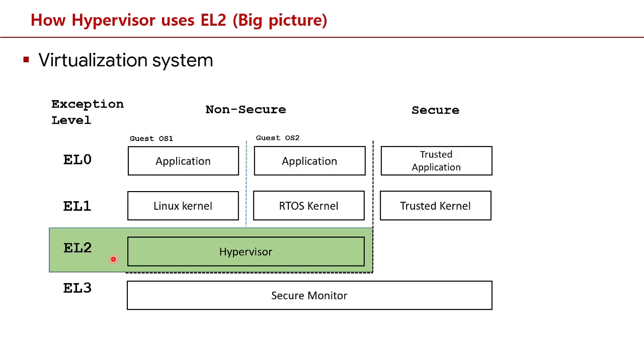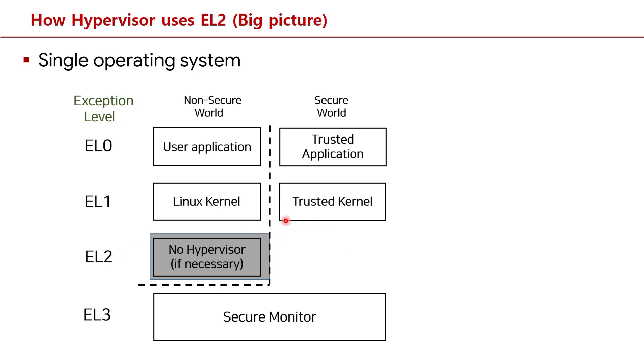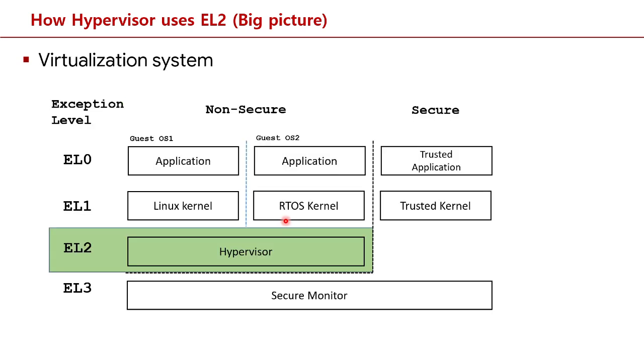Now let's look at another architecture diagram that shows you the virtualization system. The key difference in this architecture diagram is that there are more than two operating systems. In the virtualization system, the operating system can be called a guest OS. In this architecture diagram, there are two guest OS. This is guest OS 1. Here, what you can see is guest OS 2.